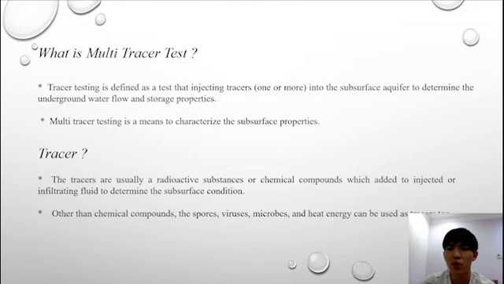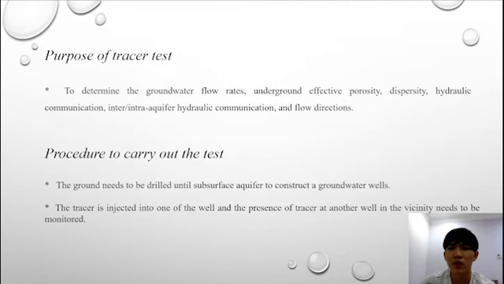The tracers are usually radioactive substances or chemical compounds which are added to injected or infiltration fluid to determine the subsurface conditions. So the purpose of a tracer test is to determine groundwater flow rates, underground effective porosities, intra-aquifer hydraulic communication, and flow directions. The procedure to carry out the test is, first, the ground needs to be drilled down to the subsurface aquifers to construct groundwater wells, and second, the tracer is injected into one of the wells and the presence of tracers at other wells in the vicinity needs to be monitored.